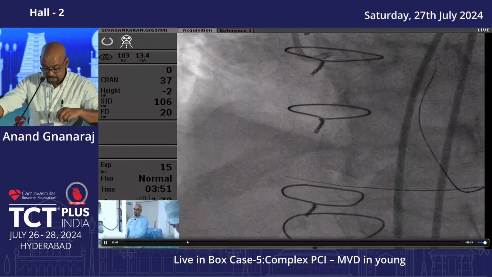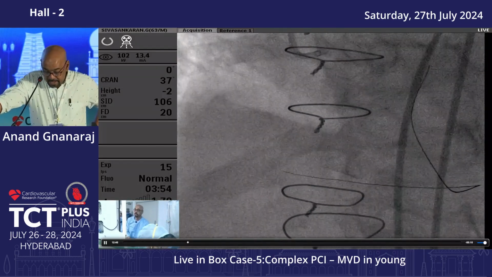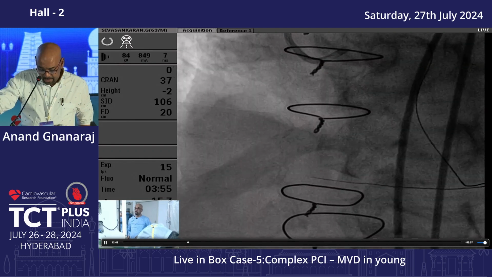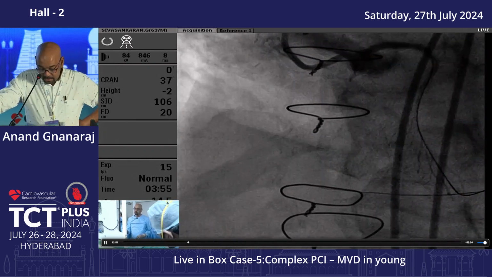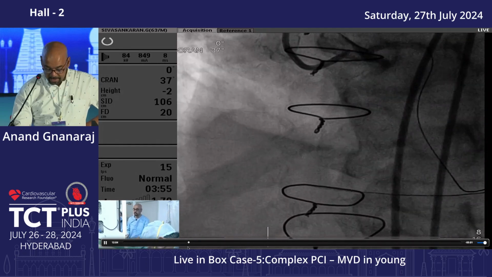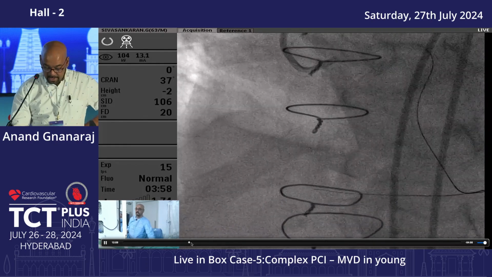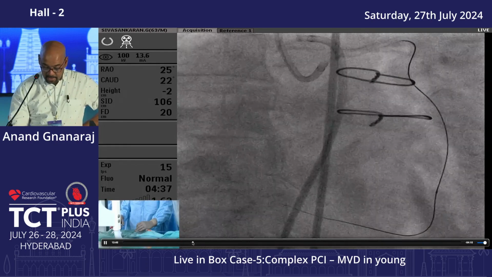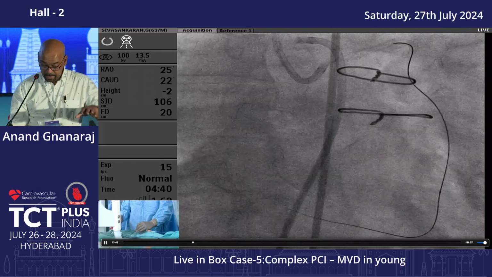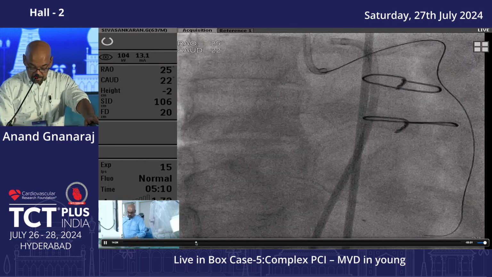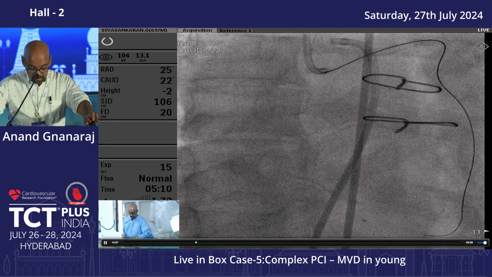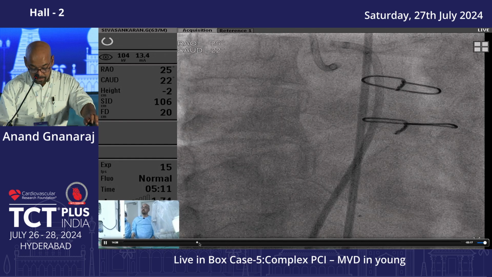So I had the wire in the PDA and tracked the fine cross to the PDA. This time I just wanted to see how far the PDA fills into the RCA, because I really did not have much, because I could not take a cranial injection or a RAO injection in the dual injection. So the first cardiac arrest is probably because, though it was a side hole sitting in the left main, it was not adequate. I need more support.